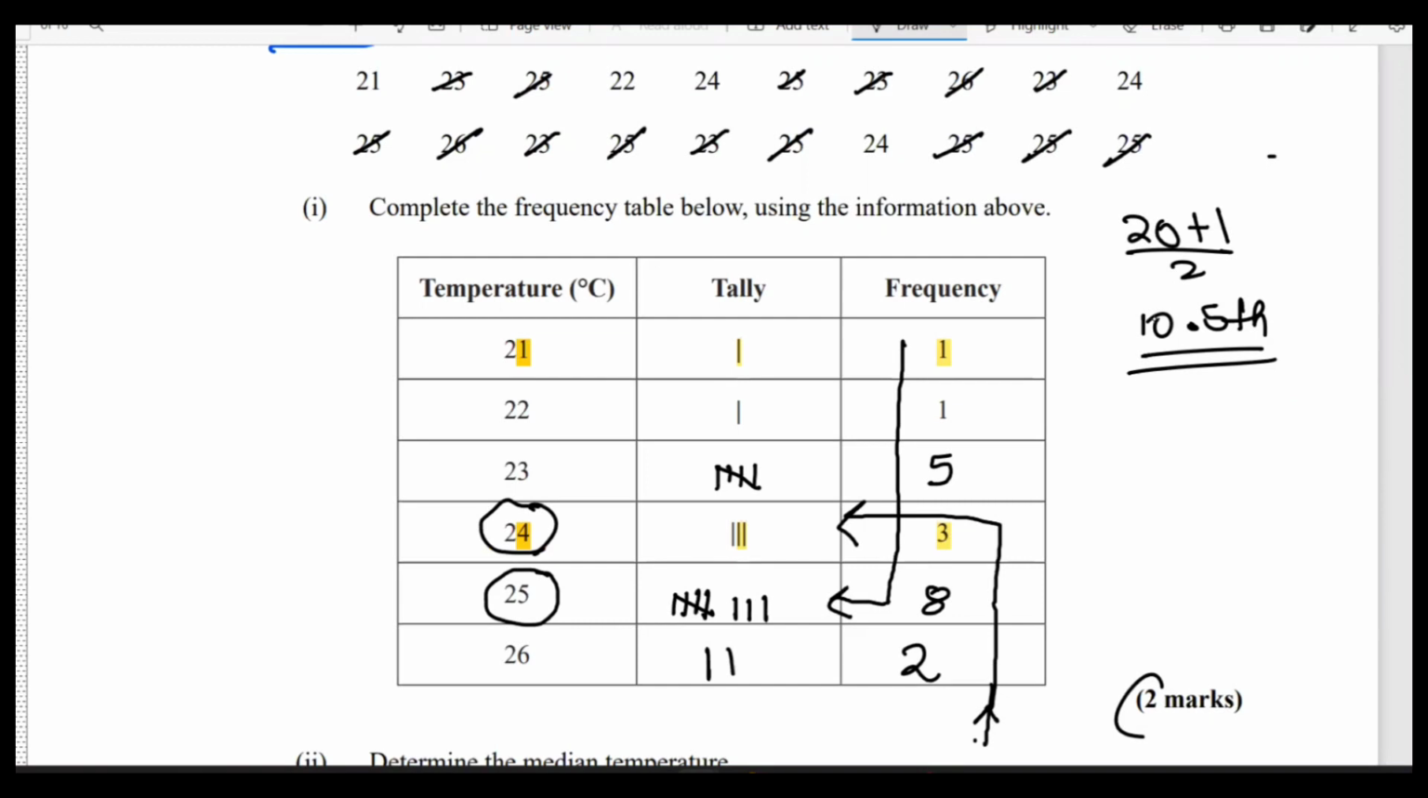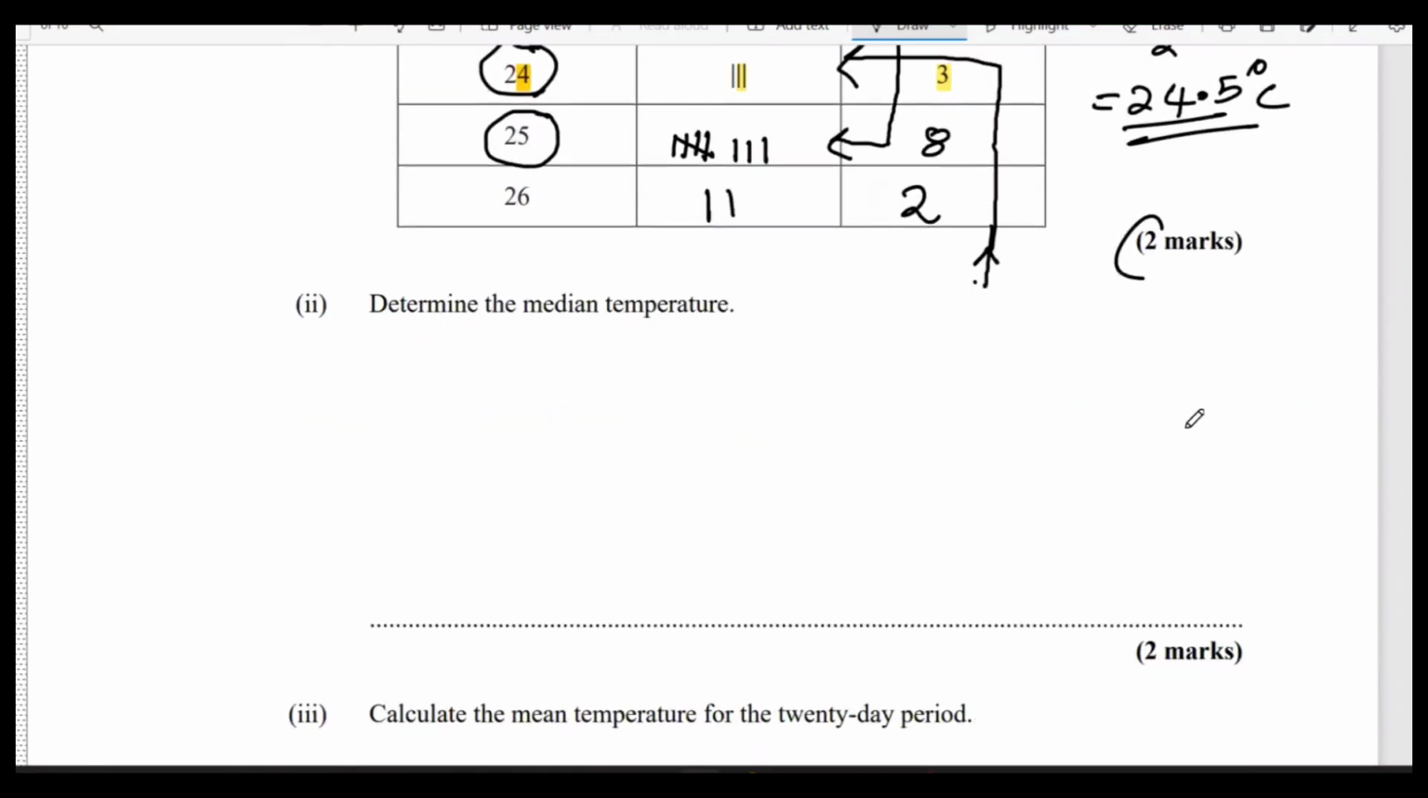When you have 2 numbers in the middle and you want the median, you first add them and divide by 2. So in this case, our median is 24 plus 25, divided by 2, and we will get 24.5 as the median temperature, right? So it's 24.5 degrees Celsius. Let me write it on the line: 24.5 degrees Celsius, and that is our median temperature.